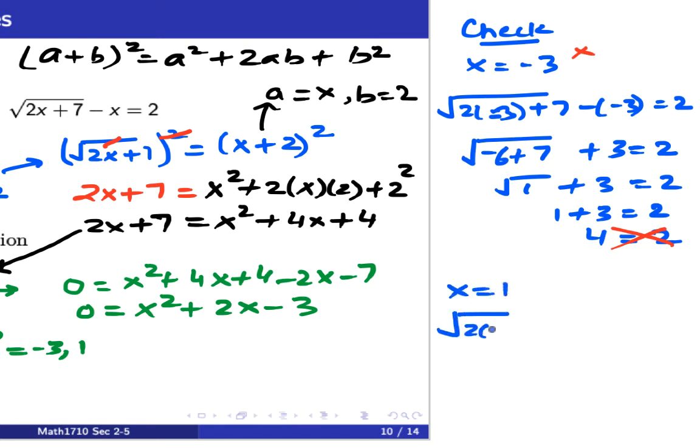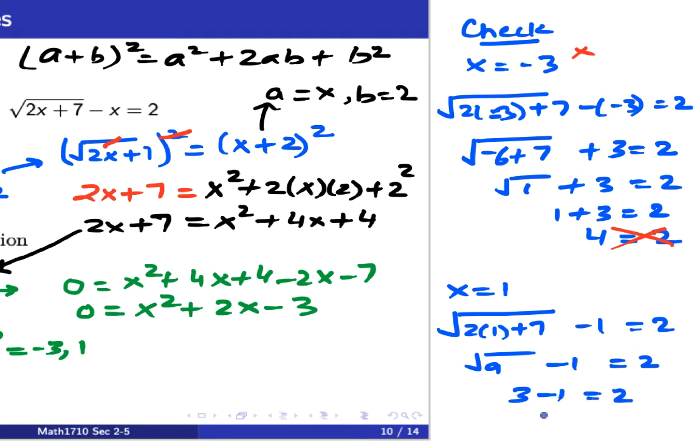Plugging in 2 times 1 plus 7 and then taking the square root, minus 1 equals 2. You get square root of 9 minus 1 equals 2. 3 minus 1 equals 2. 2 equals 2. So what do we notice over here, guys? That when x equals 1 is substituted in this problem, our answers are correct. So yes, this is correct. So x equal 1 is the right answer.